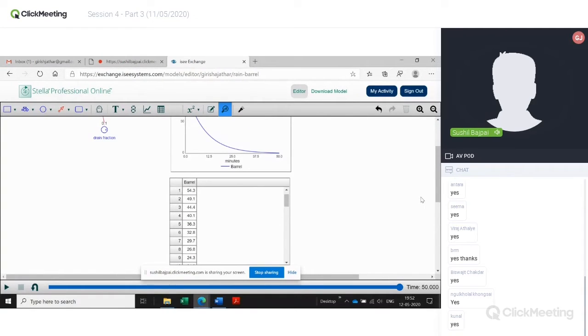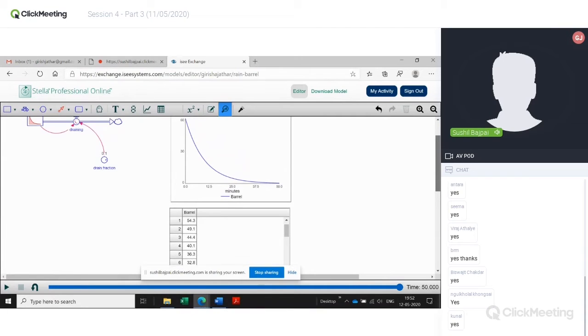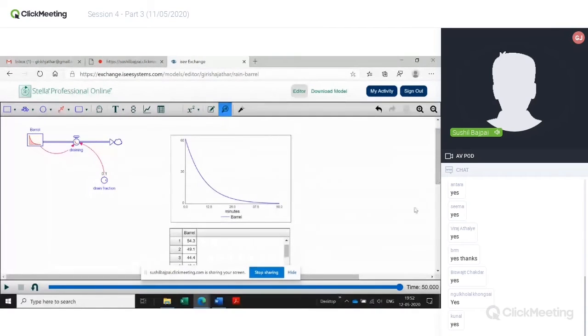So now can we see the halving time? Yes, sir. Now we can see here that at the seventh minute it is 29.7. Okay, fine. So that we have clarified here. So we can use the data and verify that the halving time of the model matches what you would expect based on the drain fraction.